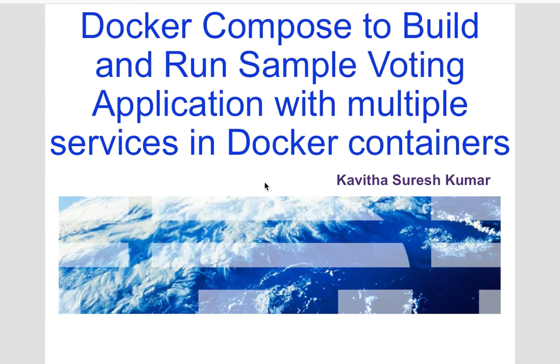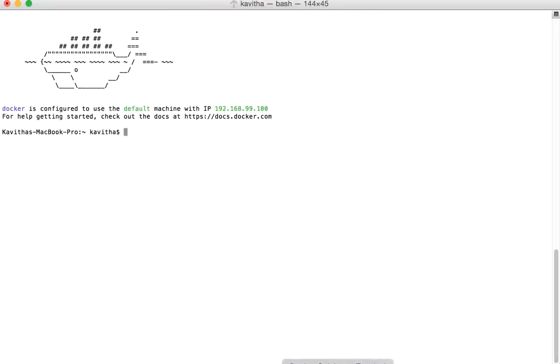Hi, this is Kavita Suresh Kumar and I'm going to demonstrate how to build and run a sample voting application which uses multiple services running in different Docker containers using Docker Compose. Let us start the demo by launching a Docker Quick Start terminal.